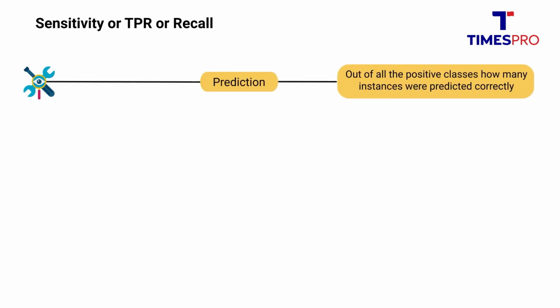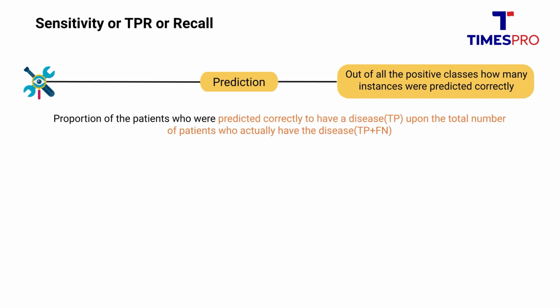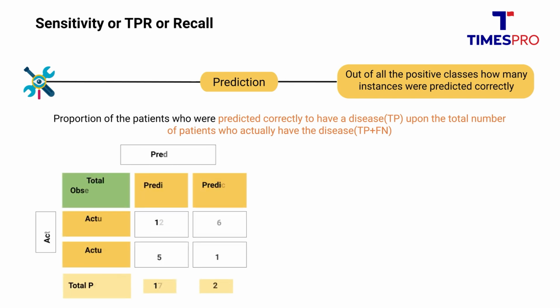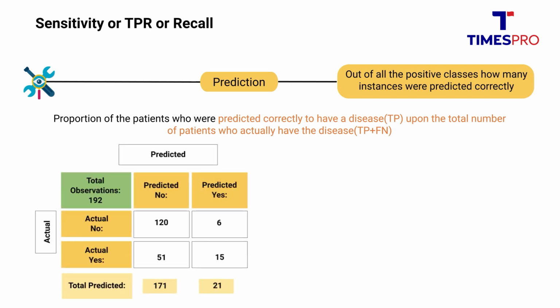Next, let's move on to understanding what is true positive rate or sensitivity or recall. Out of all the positive classes, true positive rate measures how many instances were predicted correctly. The proportion of the patients who have been correctly predicted to have the disease upon the total number of patients who actually have the disease is the true positive rate or sensitivity or recall.